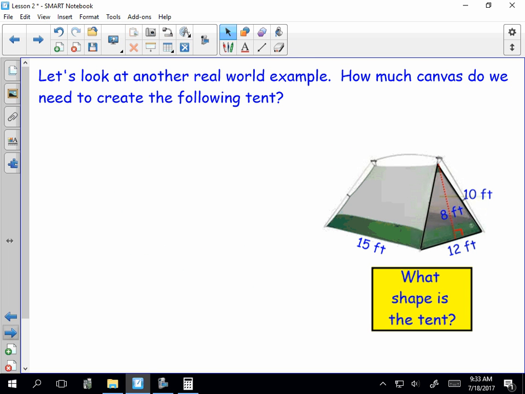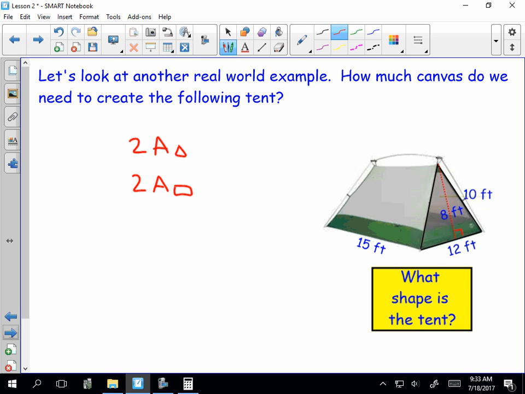Okay, next, looking at a tent. How much canvas is needed to make this tent? Okay, when we look at the tent, we have a triangular prism. So we have 2 triangle bases. So we need 2 areas of the triangle. And then we've got our rectangles. Okay, we have 2 rectangles that are similar for the 2 sides. And then we have 1 rectangle for the bottom.